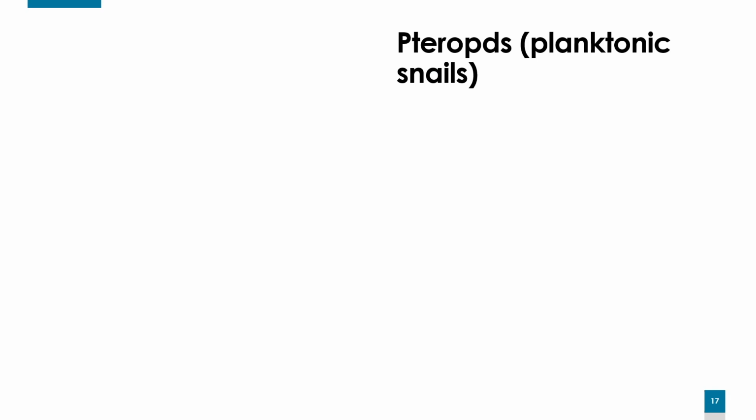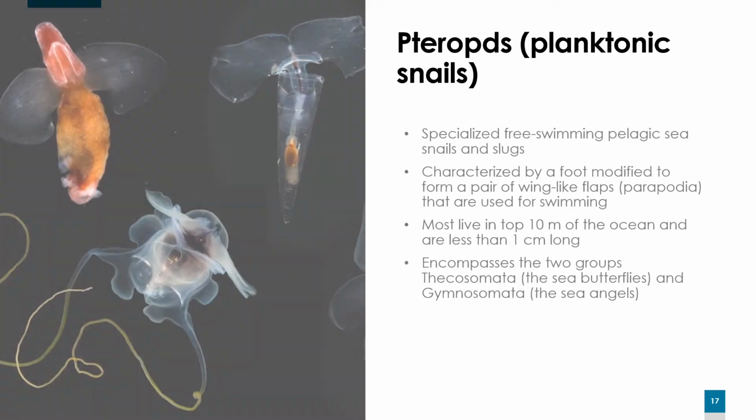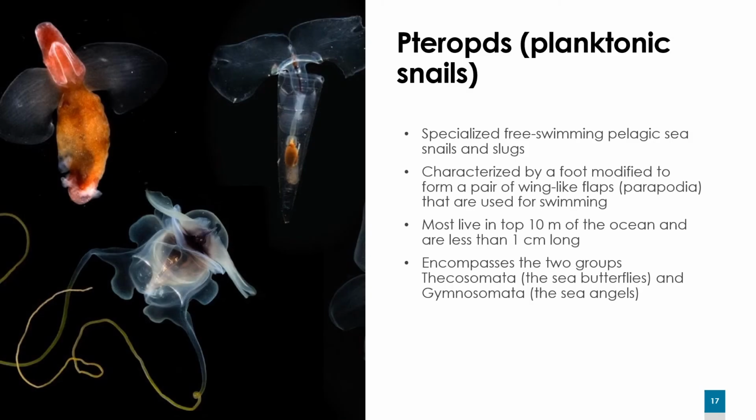All right, so pteropods or planktonic snails. They are specialized free swimming pelagic sea snails and slugs, and they are characterized by a foot that has been modified to form a pair of wing-like flaps or parapodia that allow them to actually swim within the water column. And they can actually be quite graceful when we find them out in the ocean, and most live in the top 10 meters of the ocean. And they're pretty small, so they're less than about a centimeter in length.